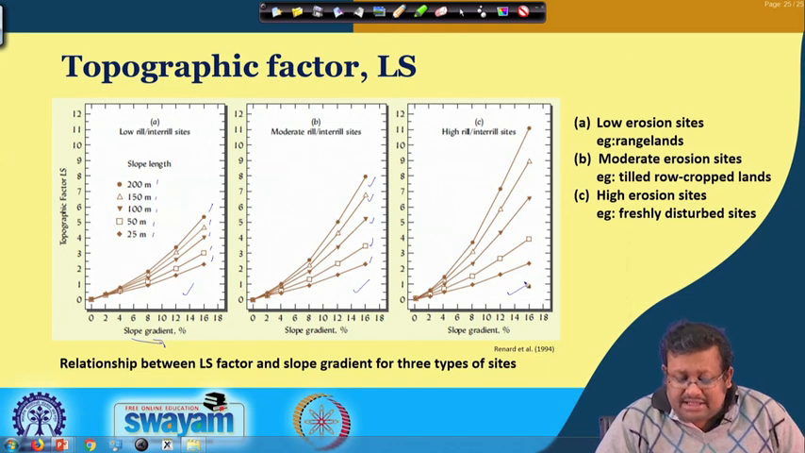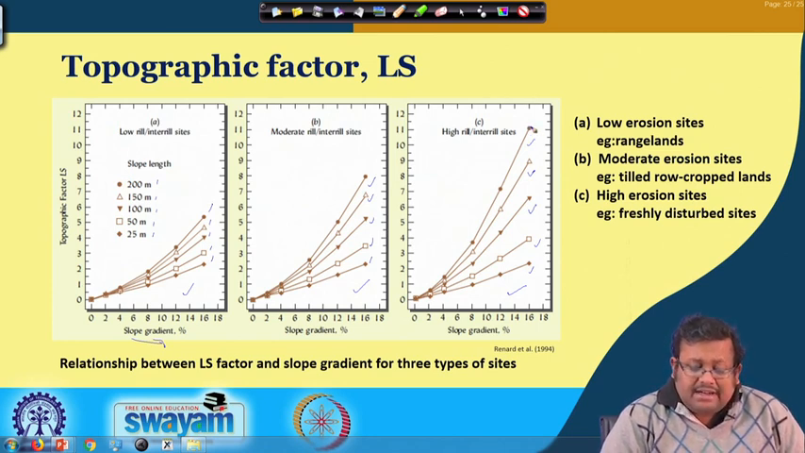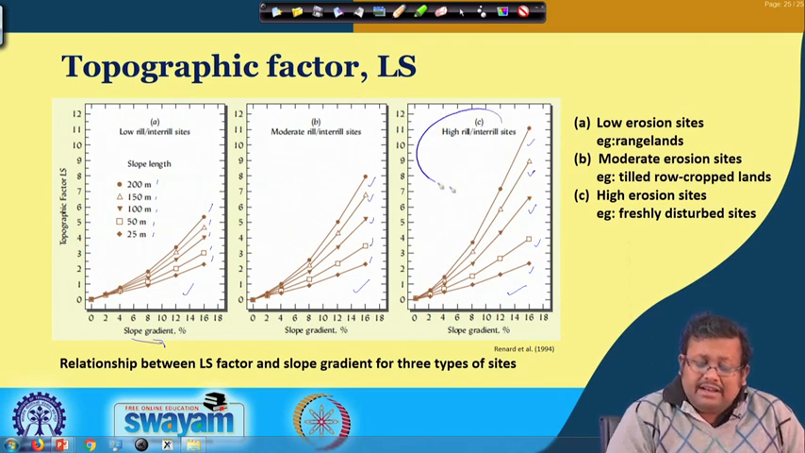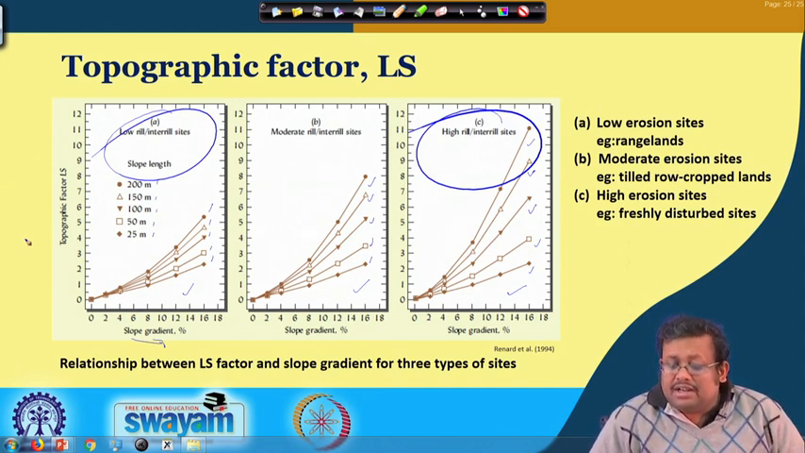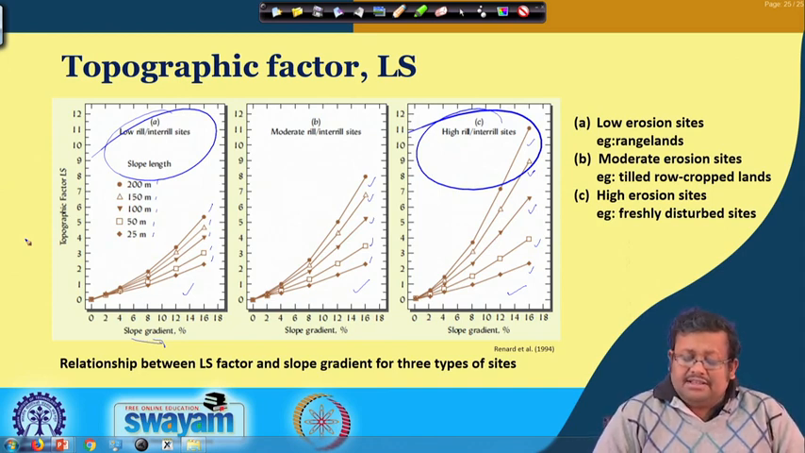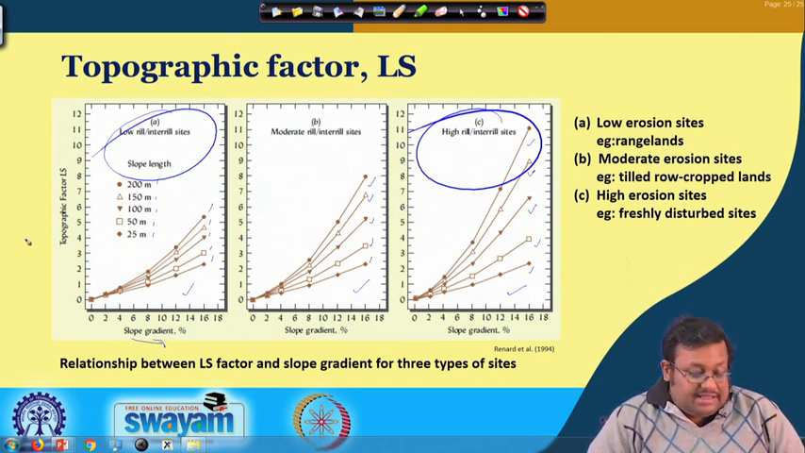And in the case of freshly disturbed soil, obviously we will have the same trend, where it is 25 meter, then 50 meter, then 100 meter, then 150 meter and 200 meter. However, you will see that the slope is quite high in the case of high rill and inter-rill sites as compared to low rill and inter-rill sites. In other words, in high erosion sites, the LS factor will show a steeper increase as compared to the low erosion sites or rangelands.